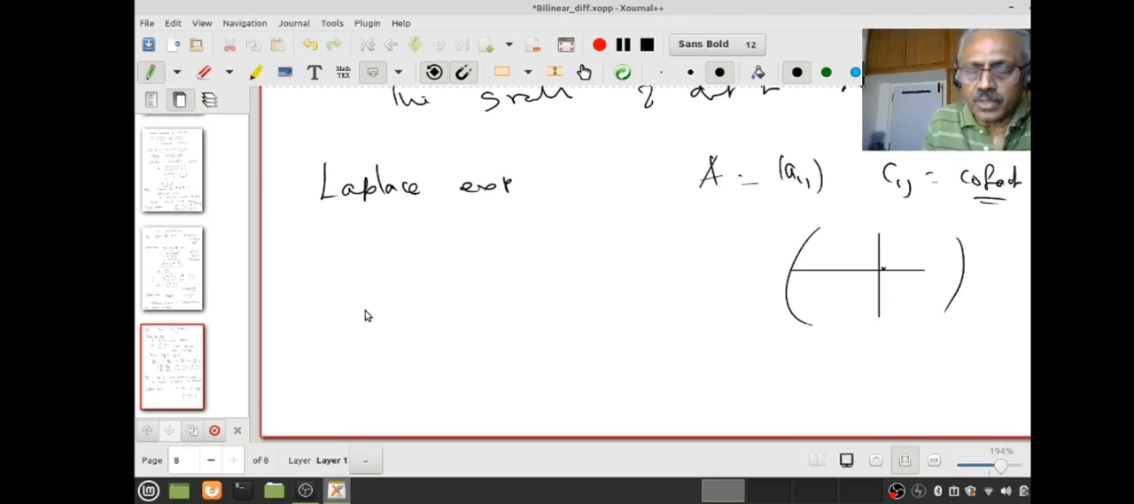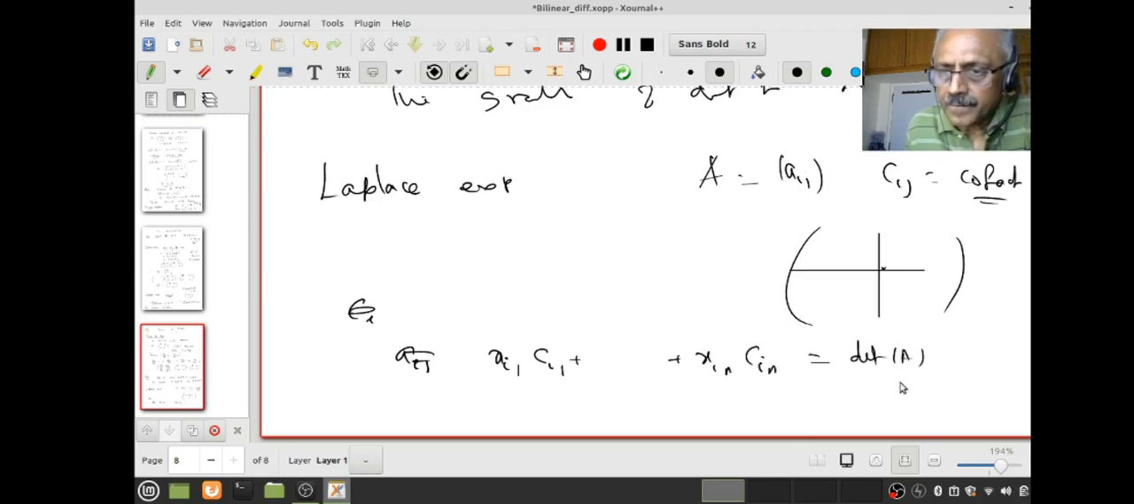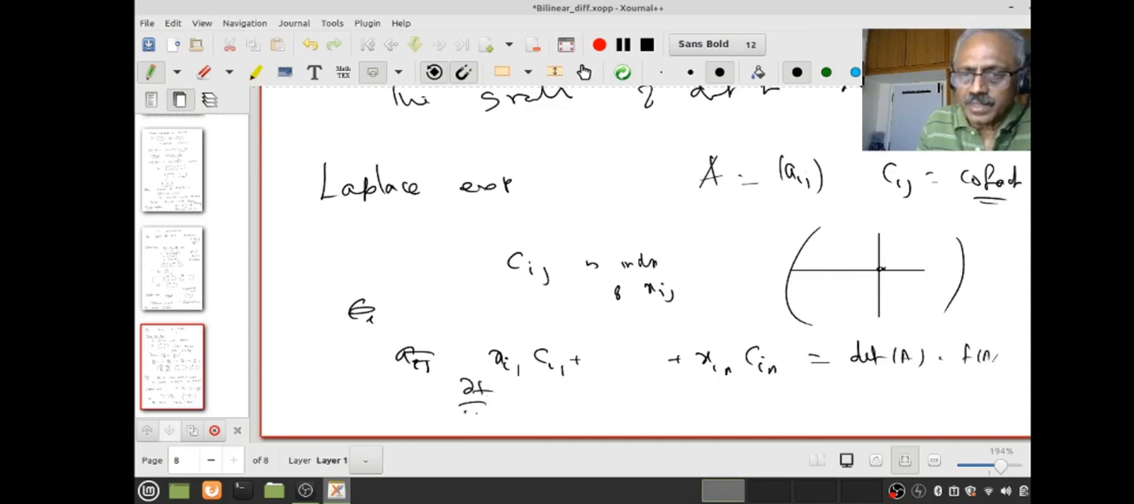So Laplace expansion says the following. What does it say? Xi1 into Ci1 plus up to Xin into Cin equals the determinant of A. And notice that Cij is independent of Xij, because you removed Xij from this, so that coordinate does not appear. You understand? Therefore if this is your F of A, del F by del Xij is easier to compute. It is just Cij. So I more or less solved the problem.